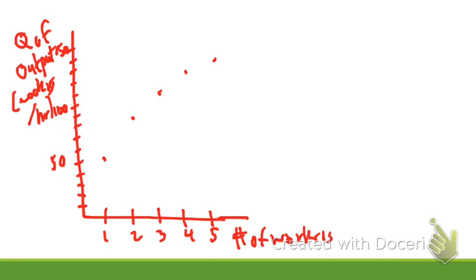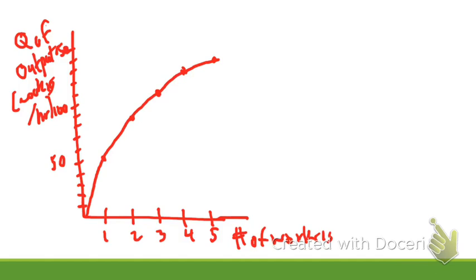Okay, so let's make these bigger. My stylus is not working too well. All right, so then if we connect the points, we have a graph that looks like this. Okay? So what is happening to the graph? What is happening to this production function? Describe it.